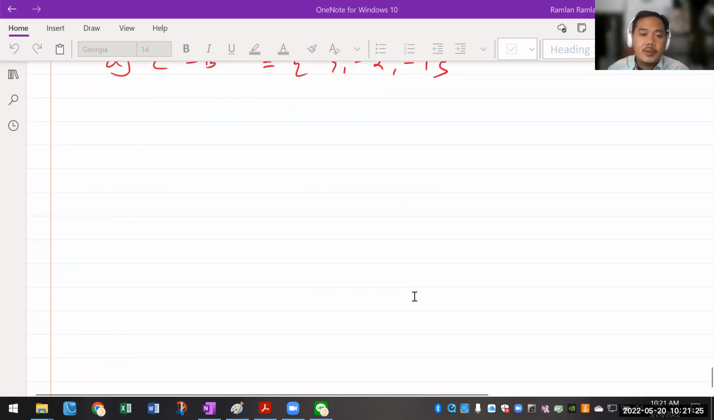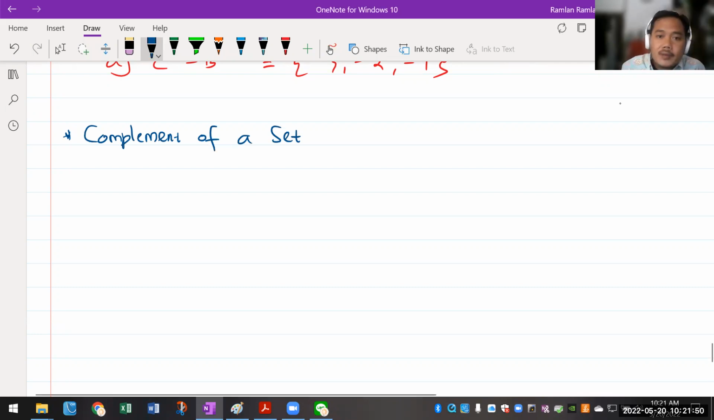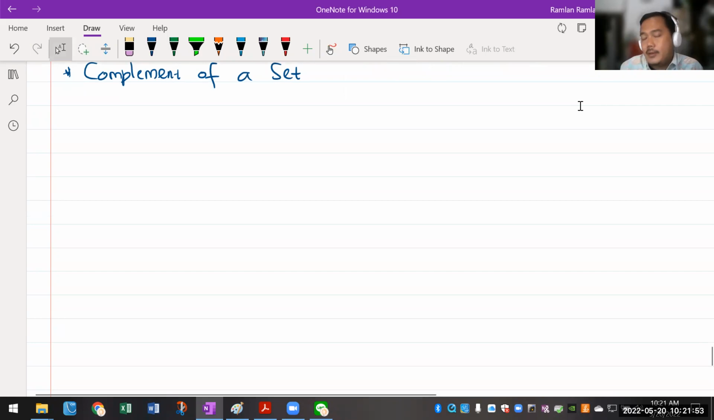So please write down in your notebook the title for today's lesson, which is going to be about the complement of a set. Okay, so what is the complement of a set? Complement means that you complete, right? So you complete the set. For this one, the prior knowledge that you need to know is the universal set and also the difference of set.